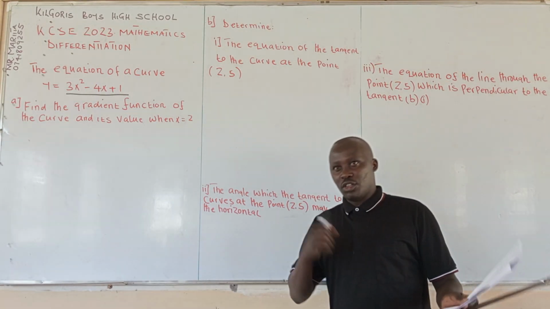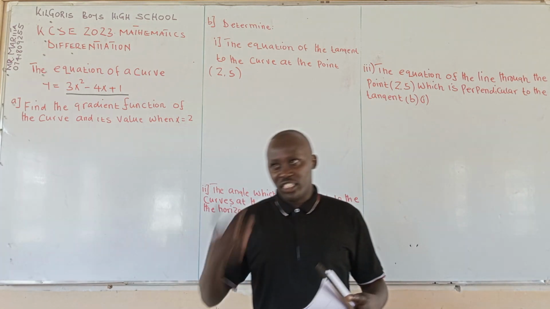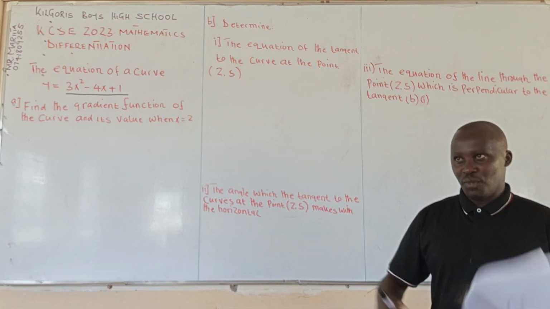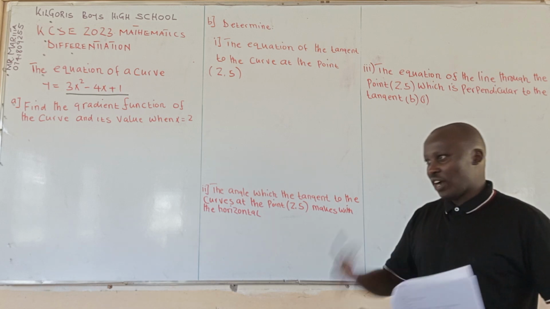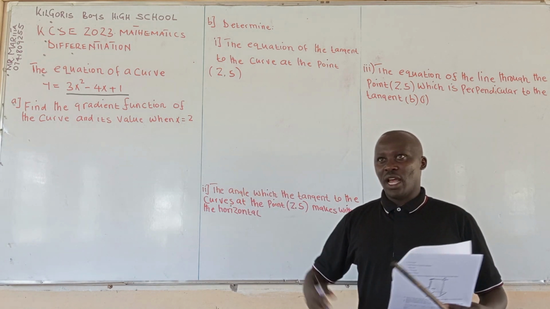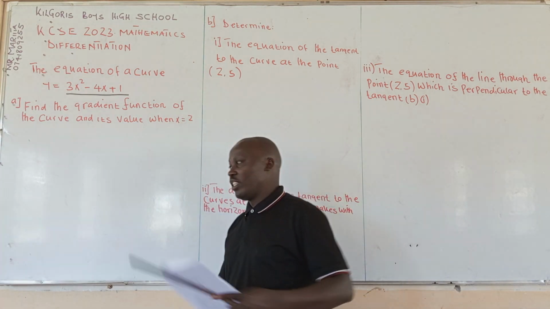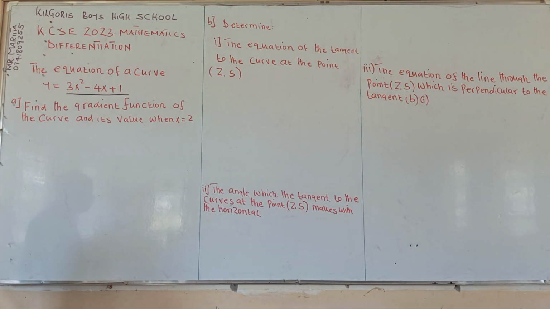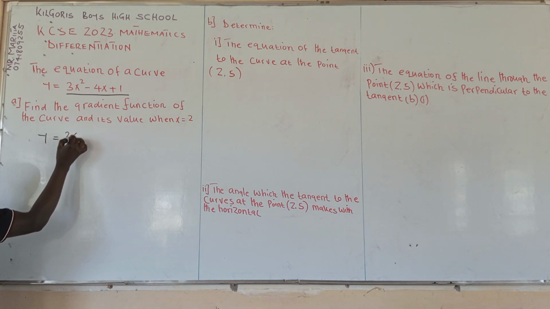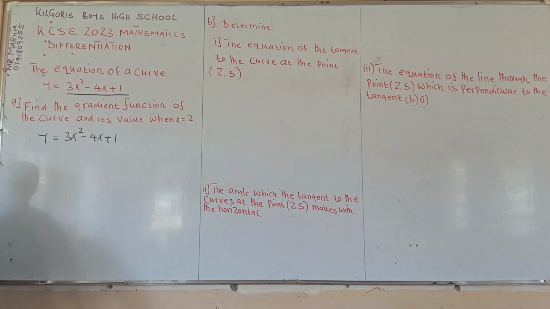At this point, you need to recall methods of differentiation, how to get the equation of the tangent, the equation of the normal, and how to get the gradient function. And of course, here you also need to recall the point of maximum and the point of minimum. Now, to get the gradient function of this curve, we have our curve, which is equal to 3x squared minus 4x plus 1.